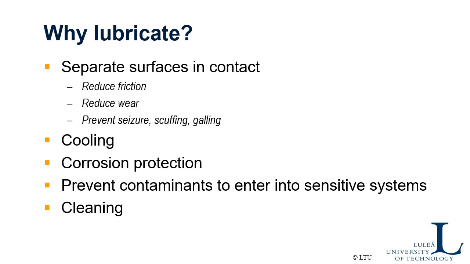So why do we lubricate? Well, the answer is maybe obvious. We want to separate the surfaces from coming in contact with each other. We want to reduce friction. We want to reduce or totally stop wear from occurring, and we definitely want to prevent tribological failures like seizure and scuffing and galling. But the lubricant also has other roles in a system.